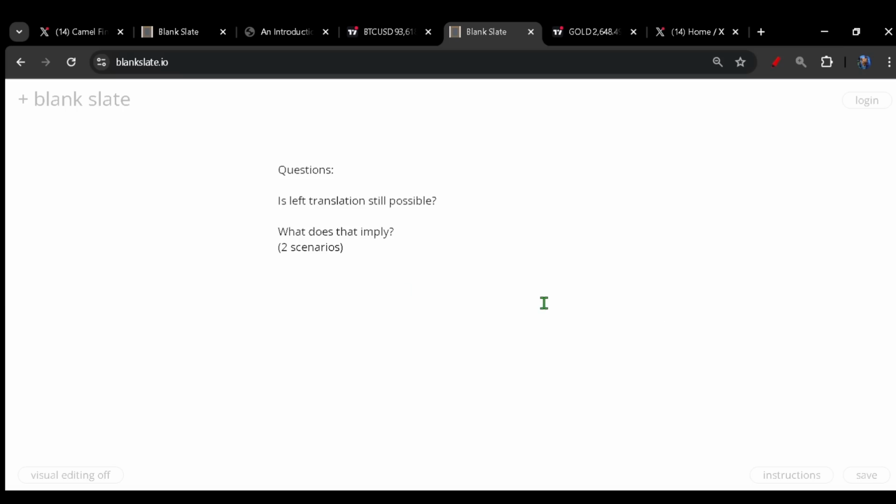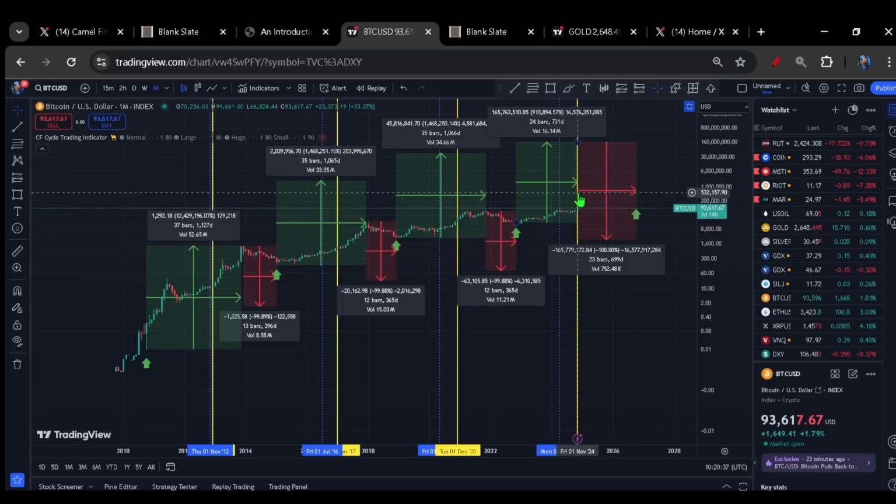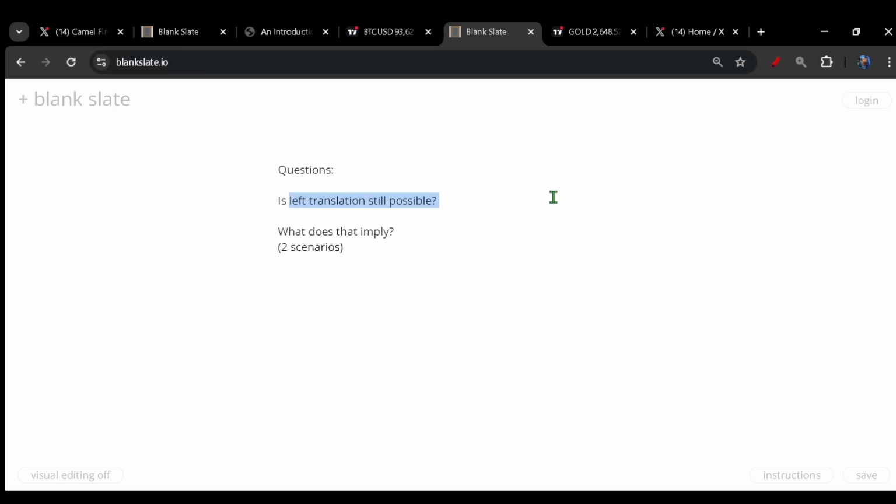But now, of course, we've got to address a couple of things. Since we are now in November, and November, as you can see right here, is the halfway point of this cycle, is left translation still possible? And of course, you should know the answer by now is no.